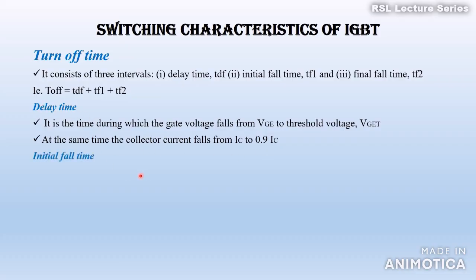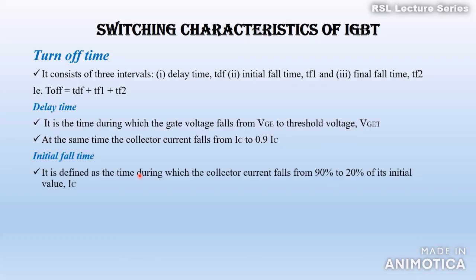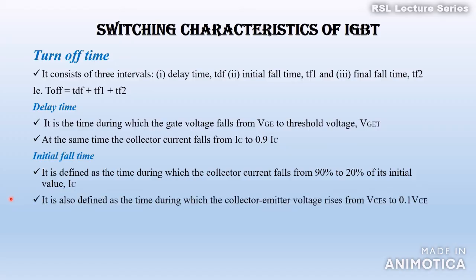So next, initial fall time. It is defined as the time during which the collector current will further fall from 90% to 20% of its initial value IC. At the same time, the collector emitter voltage rises from VCES to 10% VCE.